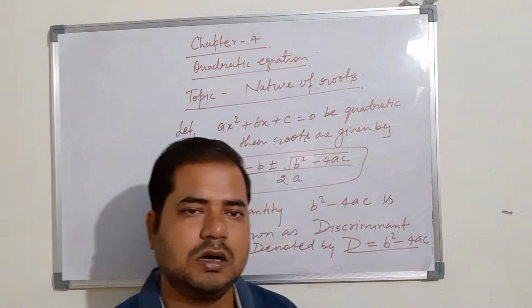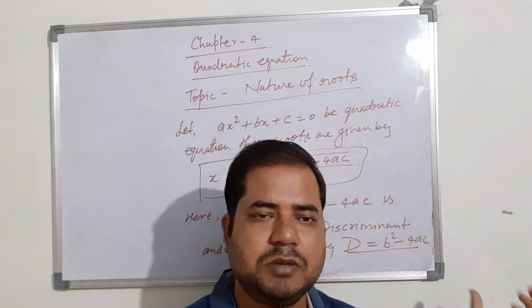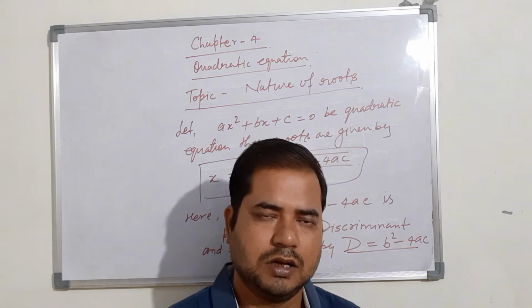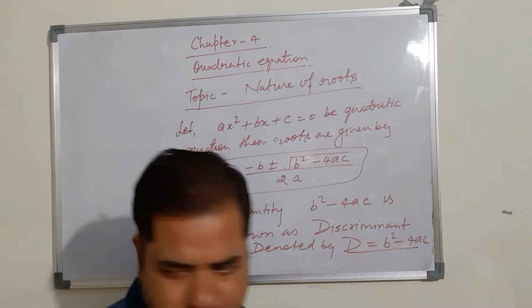So what is the nature of this particular D? Either it is zero, positive, or negative. The nature of roots depends on this. So there are three cases.